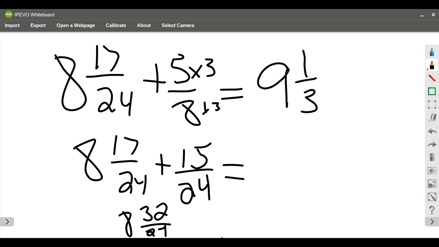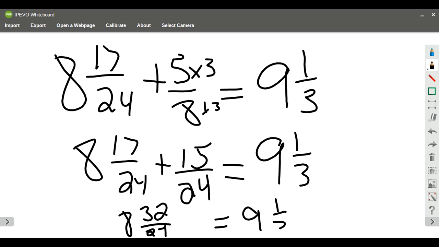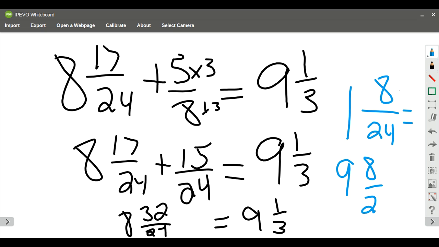So now I'm ready to do my regrouping to see if this is going to be equal to 9 and 1/3. So what I want to know is, is that equal to 9 and 1/3. So 24 goes into 32 one time. So there's my 1 to represent that. And actually I'm going to move my 1 over so I have room to write my other fractions. I'm going to do this in blue. So I have 1, and then if I do 32 subtract 24, I end up with 8. So now I have 8/24. And then if I add that to 8, I have 9 and 8/24.